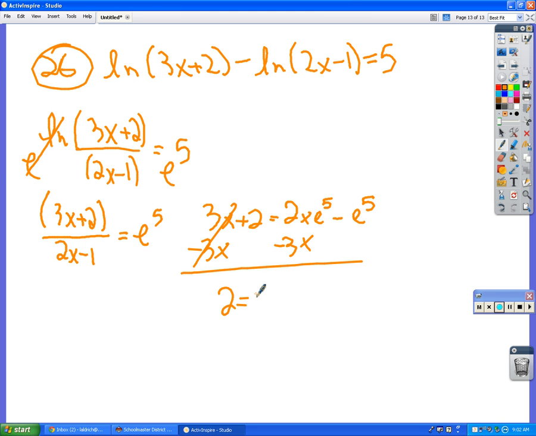These cancel. 2 equals, and then you're just going to have to go on your calculator. 2 times e to the 5th minus 3. Because you have 2 e to the 5th x minus 3x, so you just subtract the coefficients. What'd you get, Becca?